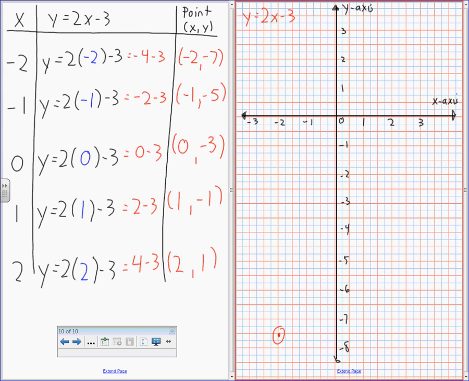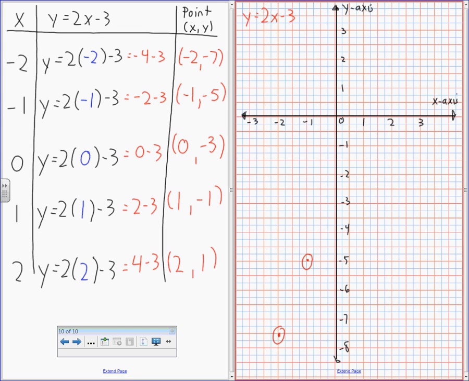Okay, I do not require you to label each individual point with the coordinates. You may if you want to, if it'll help you out. Okay, but I'm not going to make you label (-2, -7). You can if you want. The next point is going to be (-1, -5), which is going to be down here. Then we're hopefully going to have (0, -3), which is going to be here.